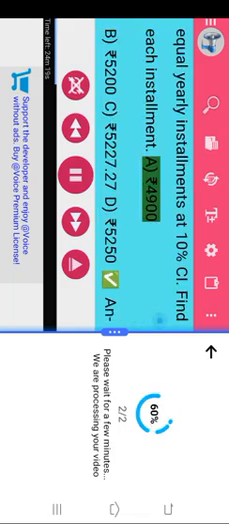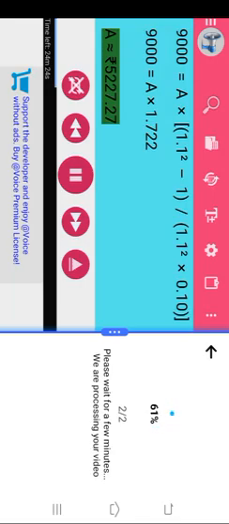A person repays a loan of 9,000 rupees in 2 equal yearly installments at 10% C.I. Find each installment. A, 4,900 rupees. B, 5,200 rupees. C, 5,227 rupees and 27 paise. D, 5,250 rupees. Answer. C. Using the formula, 9,000 equals A times [(1.1)^2 − 1] / [(1.1)^2 · 0.10], which equals A times 1.722, approximately equal to 5,227 rupees and 27 paise.